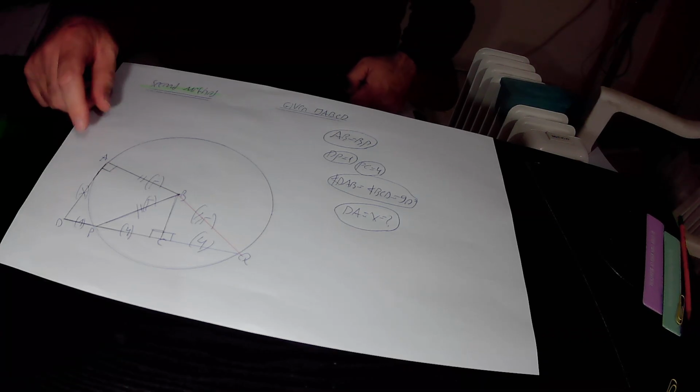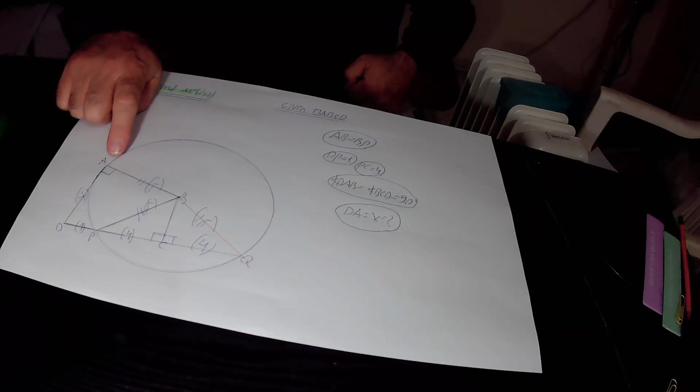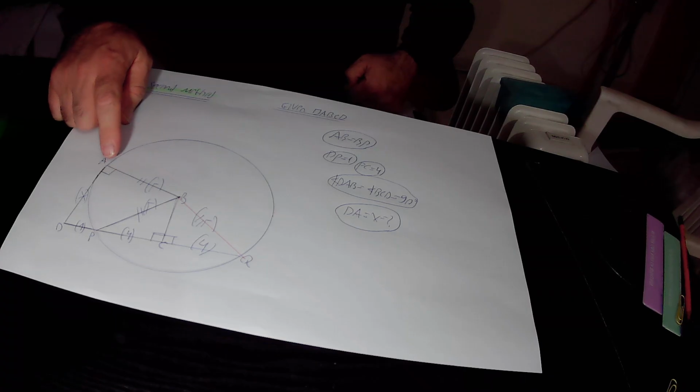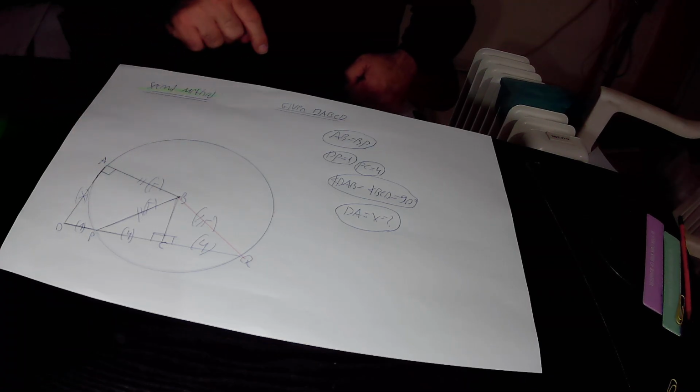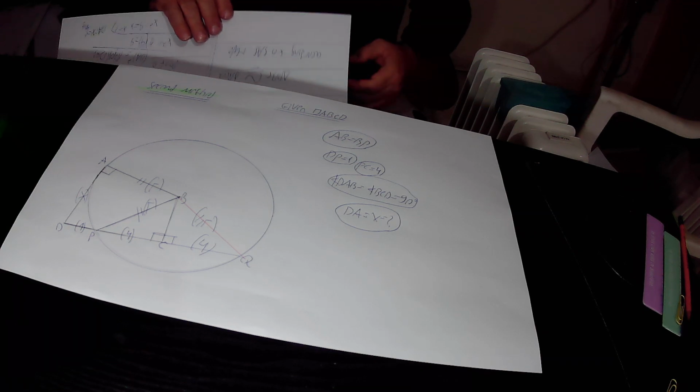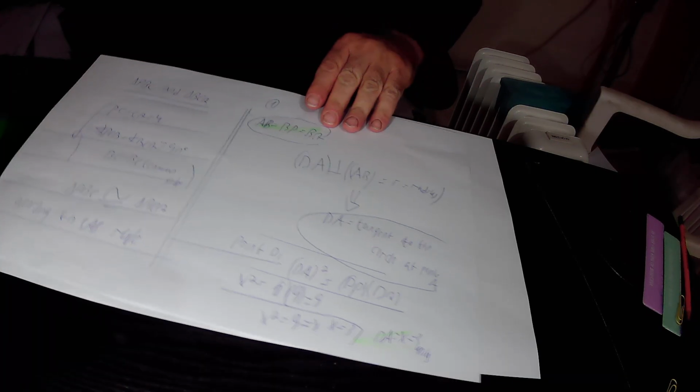We know that according to what is given in the question, this is a right angle. That is to say, if this is a right angle, it means that DA is perpendicular to AB. According to what is given in the question, DA is perpendicular, this is the sign of perpendicular, DA is perpendicular to AB.